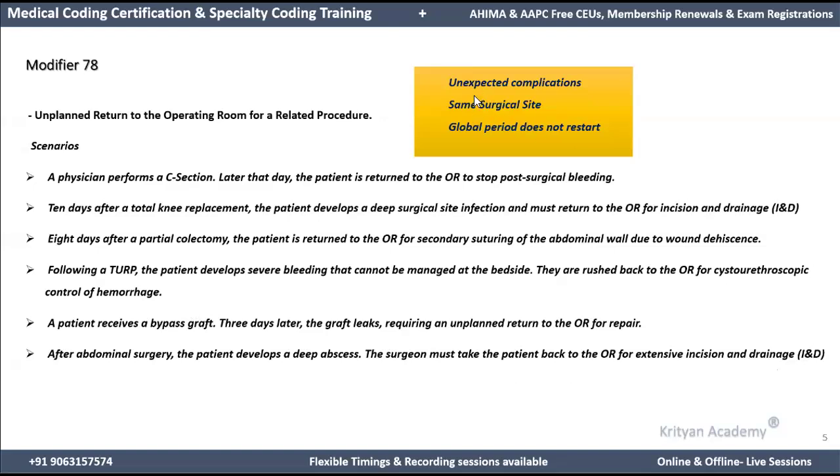These are the key words you need to remember if you are going to use a 78 modifier. One is unexpected complications and the other one is the same surgical site. So we can use the 78 modifier, which is nothing but unplanned return to the operating room for a related procedure and the original procedure.